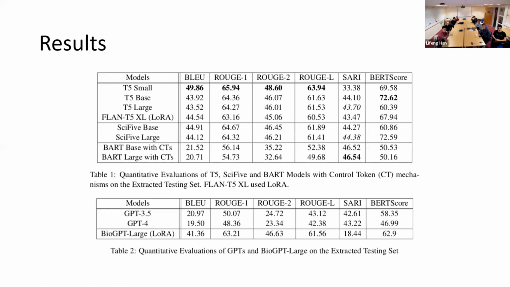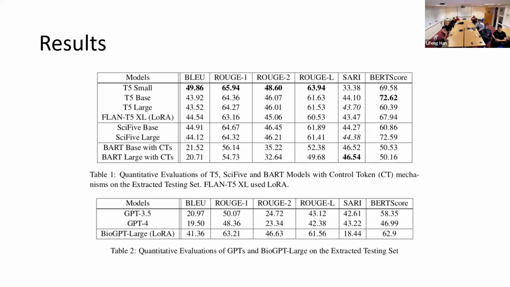So here's our evaluation output from the automatic scores. From here, you can see T5 small, T5 large, T5 base, and Flan-T5 are all tested. But for Flan-T5 XL, because it is too large, we use LoRA, an efficient tuning framework, for this model. And then SciT5 base and SciT5 large are tested. For BART, we also tested a BART base with control token mechanism and a BART large with control tokens. And we can look at the GPT model later.